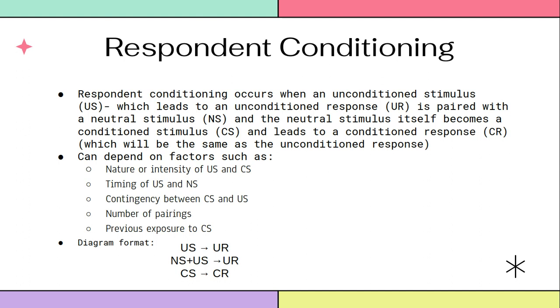One of these is the nature or intensity of the US and CS. So if the US and CS are more intense, they're going to form a stronger contingency and a stronger response. The timing of the US and the NS, and the temporal relationship between the two, also plays a role. I'm going to go over a diagram that shows just what role these play. The contingency between CS and US also plays a role in respondent conditioning. The number of pairings can be a factor as well.